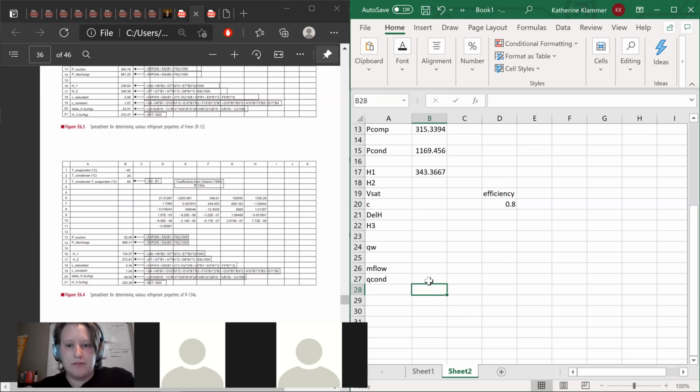So once you find Q condition, let's say it's 3, whatever it's going to be, then with the efficiency, it's going to be divided by that. So that's how much work the condenser has to put in to condense everything. Does that make sense?